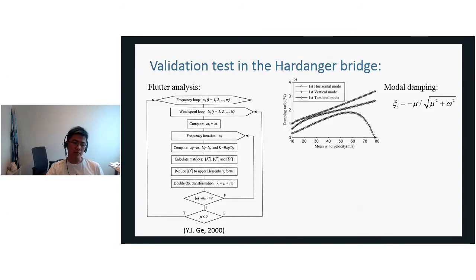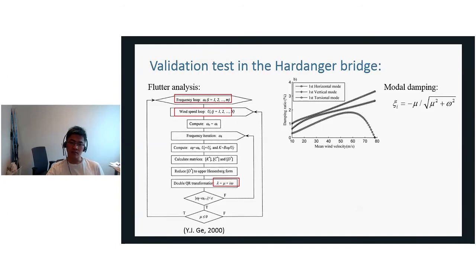The flowchart here on the left shows the basic idea of looking for the critical mean wind velocity based on the frequency domain method. There are mainly two loops in the flowchart: one is the natural frequency and the other is the mean wind velocity. The stability of the system can be studied by considering the real part of the eigenvalues. A positive real part refers to an unstable system.